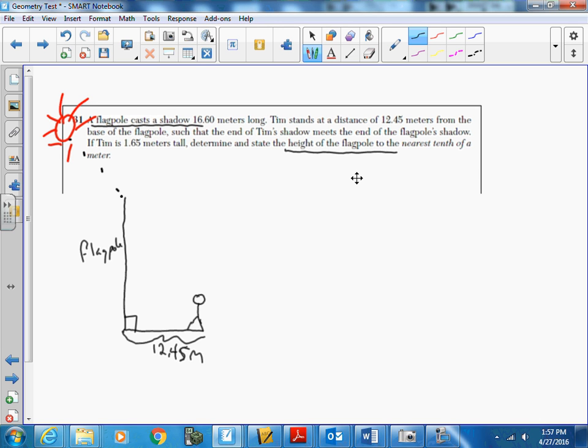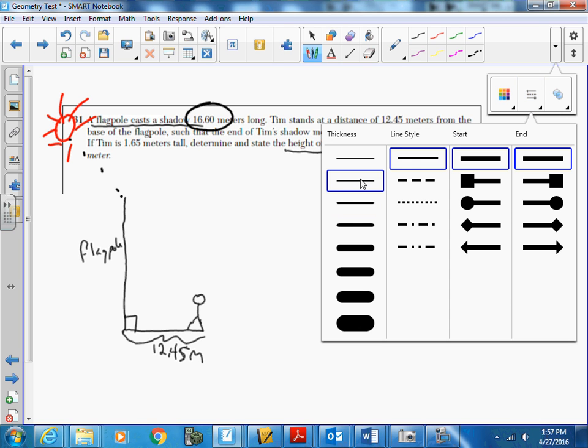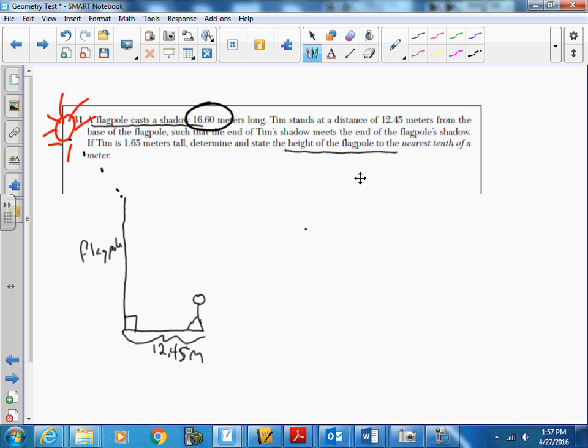So we know the shadow of the flagpole is 16.6 meters long. So let's write that. Where would that be at? Well, that would be on the ground. Remember, the shadow is always on the ground. So we can say that right there. So this entire distance, this would be our shadow. This is 16.6 meters long.